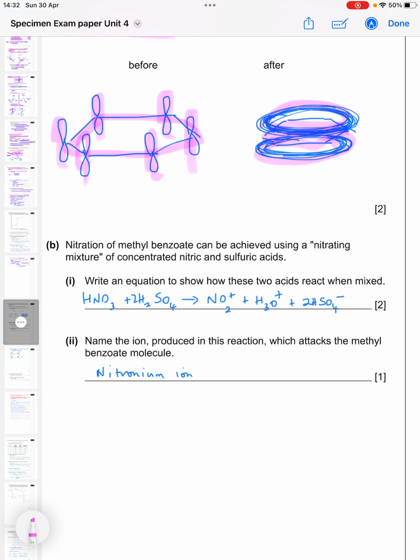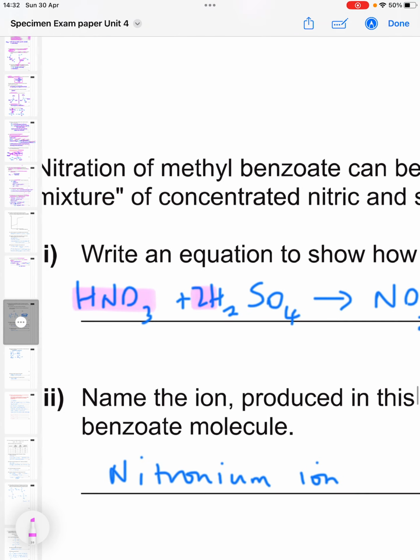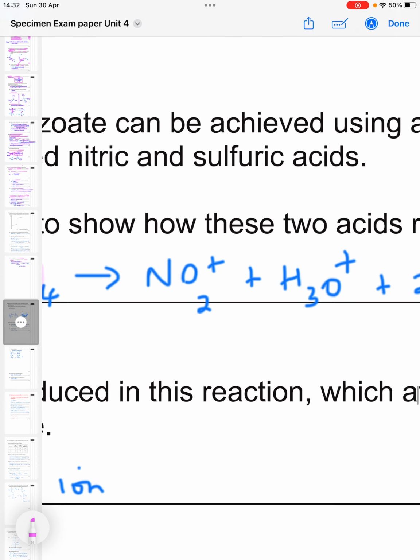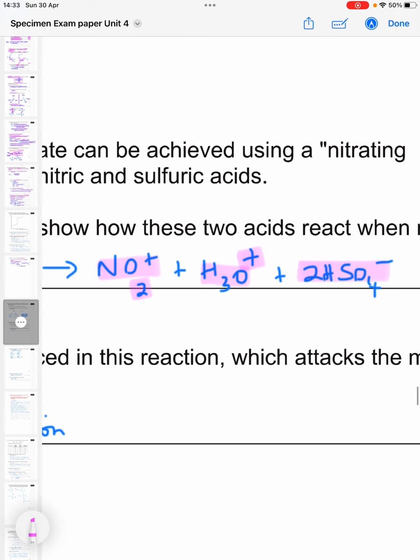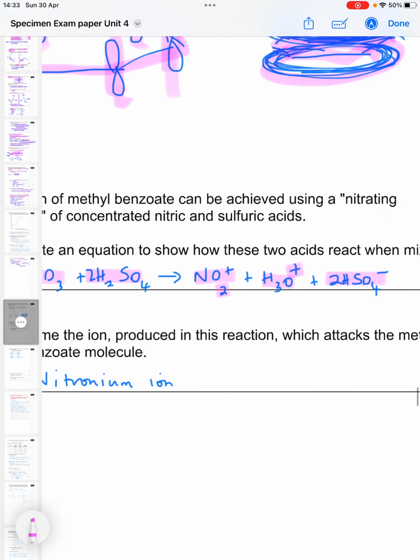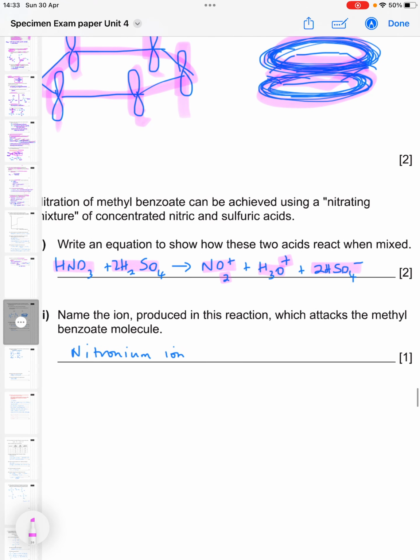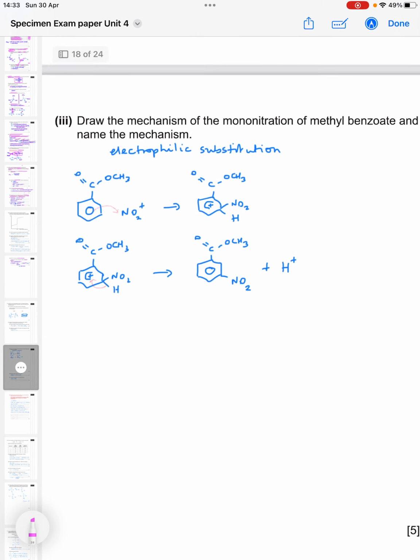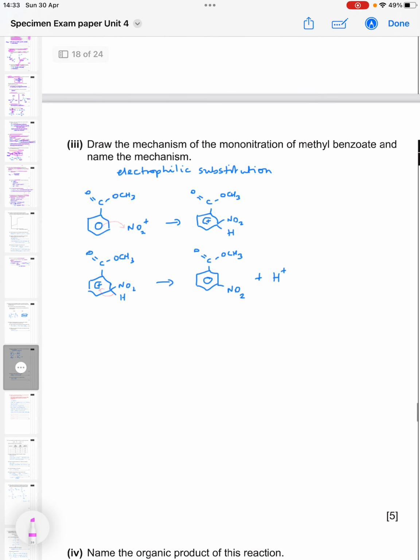Nitration of methyl benzoate can be achieved using a nitrating mixture of concentrated nitric and sulfuric acids. Write an equation to show how these two acids react when mixed. So we've got HNO3 and 2H2SO4, and that's going to give us NO2 plus, H3O plus and 2HSO4 minus ions. Then the name of the ion produced in this reaction, which attacks the methyl benzoate molecule, is of course the nitronium ion.